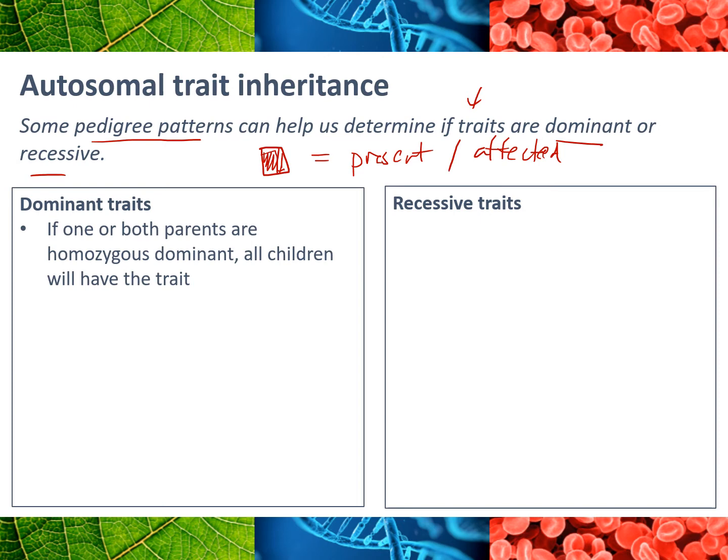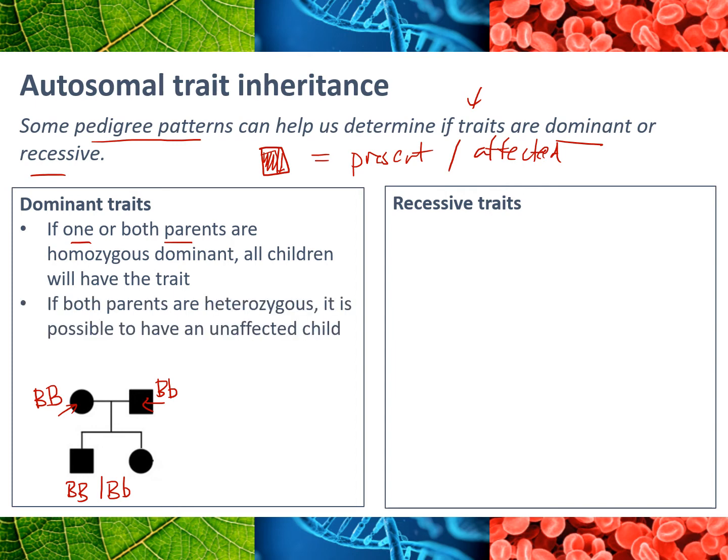So with dominant traits, if one or both of the parents are homozygous dominant, that means all of the children will have that trait. Okay, so let's use the letter B. Now let's say this parent is homozygous dominant. It's shaded in because they have the trait, because it's a dominant trait. And even if this parent is heterozygous, all of the children would either be homozygous dominant or heterozygous. Okay, so that's quite an easy one to follow. Obviously, if this was a recessive trait, it would look the same. If both of the parents had it and it was recessive, then their children would all have it as well.